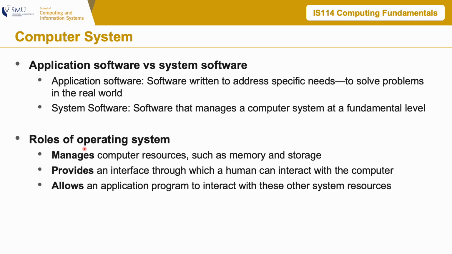The operating system has three main key roles. The first one is, it manages all computer resources like memory and storage and the CPU. And second, it provides a user interface so that we can click, type, and interact with our computer. And third, it acts as a translator that allows our apps to talk to the hardware and use the system's resources.